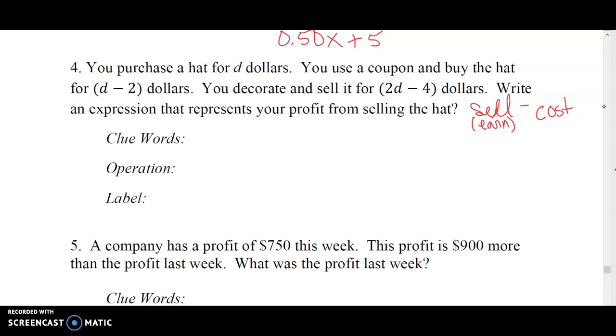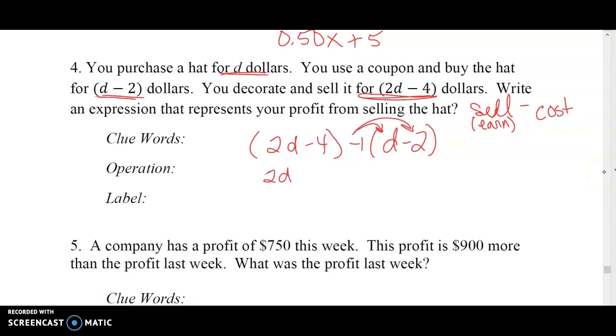So here you decorate and sell it for 2D minus 4. It's already telling you what D stands for, so we don't have to write our list name for that. So it's telling you decorate and sell it for 2D minus 4, but it cost you D minus $2. So you need to subtract out your cost. So that's the D minus 2. Subtract that out. So again, we have that distributive property right here. So I'm going to distribute that to both terms.